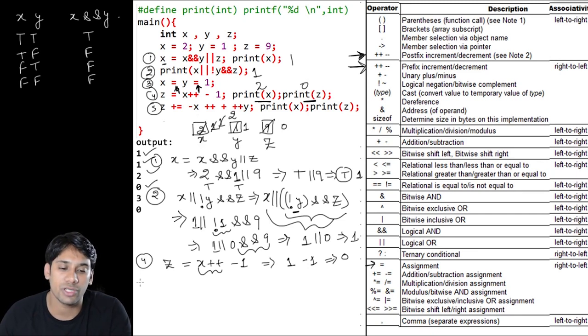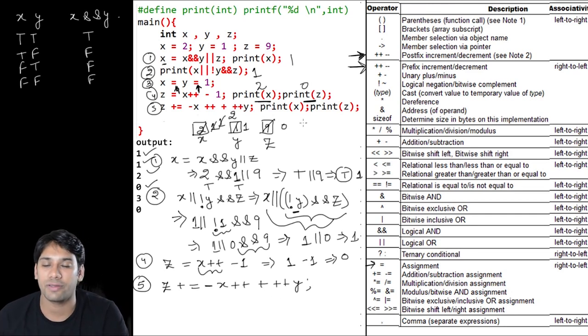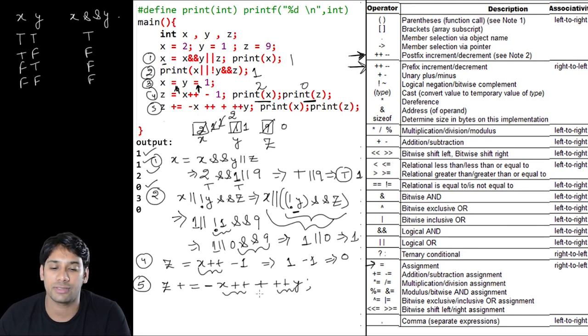Okay. Now if we go to statement number 5, the equation is z += -x+++ ++y. Then we are going to print the value of x and z. If you see this equation, you may be confused between this minus and these pluses, right? Now if you go to the precedence table, you will find that we have a post increment operation and a pre-increment operation. Maybe this is a binary addition operation, and this is a unary operation.